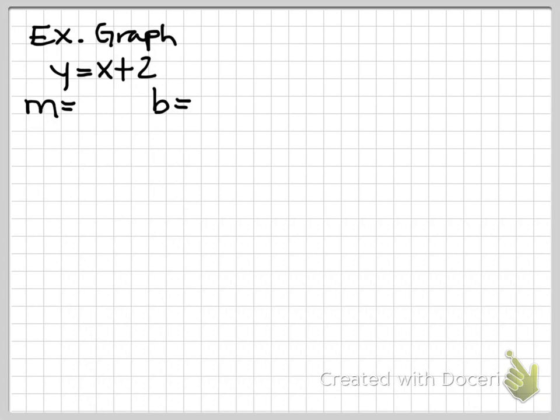After the equals and before the x. What number? 1. Would be 1. And then we need to rewrite it, though, as 1 over 1. Okay, what's the y-intercept, Mackenzie? 2. That's all I need to graph.